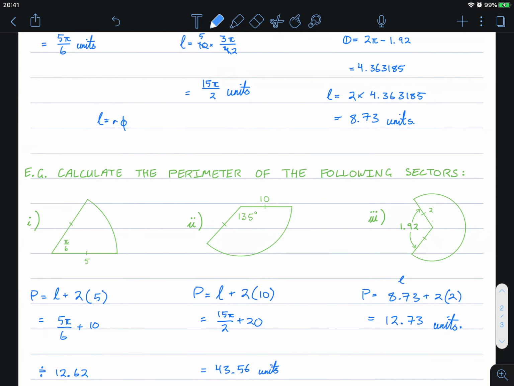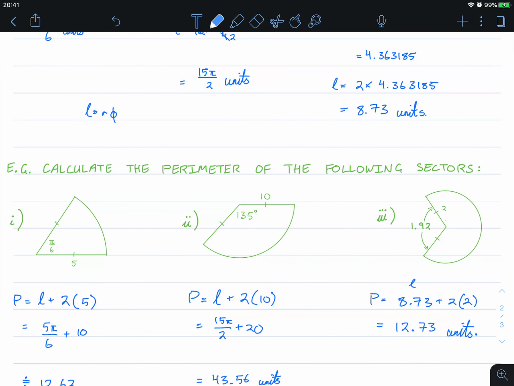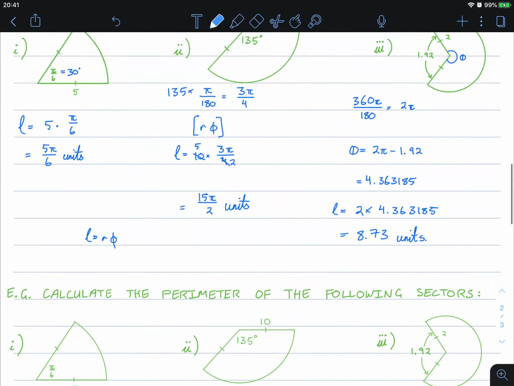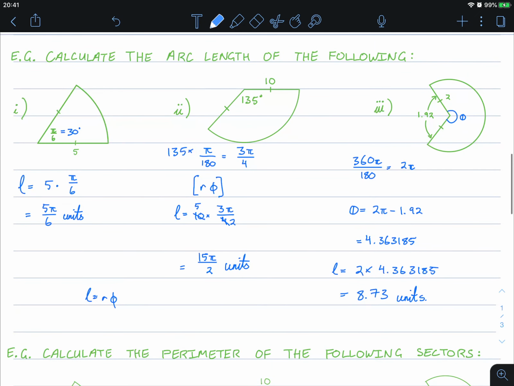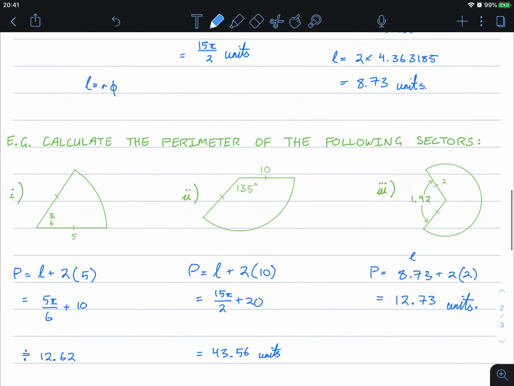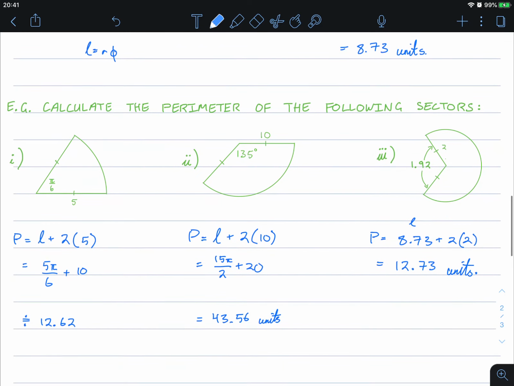So I hope that gave you an insight into calculating the arc length of a sector using radians, as well as extending this a little bit further to calculate the perimeter of sectors.